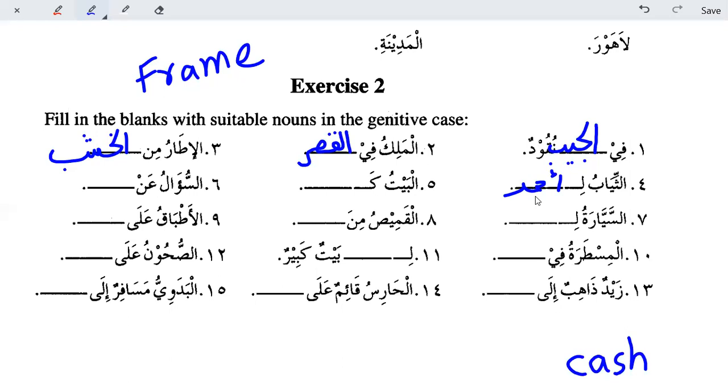Sir, what is the meaning of ka? Ka means like, similar to, resembles. Al-baytu kal-qasr. The house is like the palace.